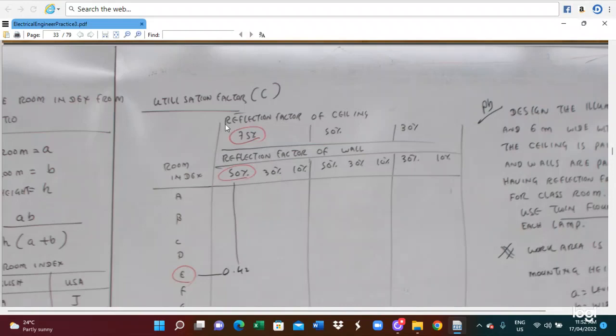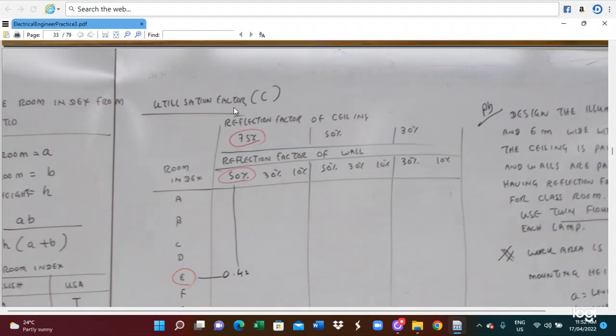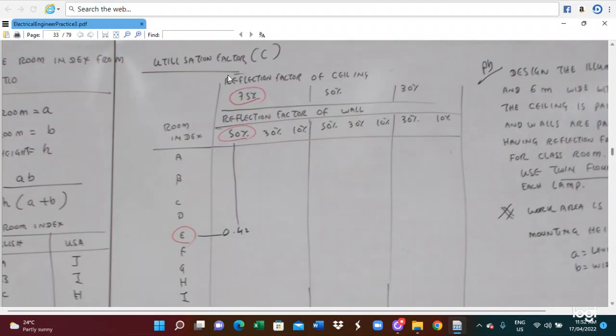And this table is the luminaire utilization factor. So depending on the reflection factor of the ceiling and also the room index, you can calculate the utilization factor. Here the ceiling reflection factor is 75%, 50%, 30%. This is the reflection factor of the wall, 50, 30, 10, like this, and this is the room index. So from here, with the room index and the reflection factor, you can calculate the utilization factor value.